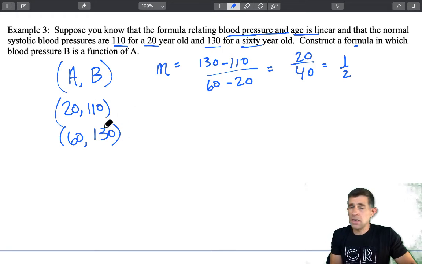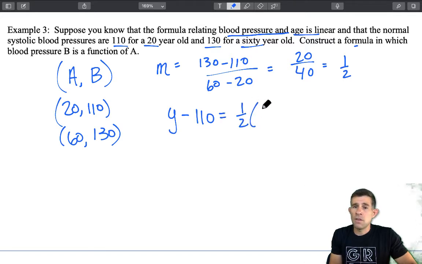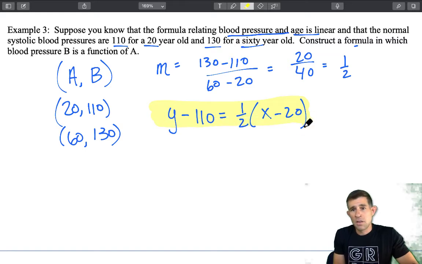Next, I can choose either of these 2 points, it doesn't matter which one, to write my point slope form. So we're going to say y minus 110 is equal to my slope of 1/2 times x minus 20. And there is a model, a linear model, that relates blood pressure and age.